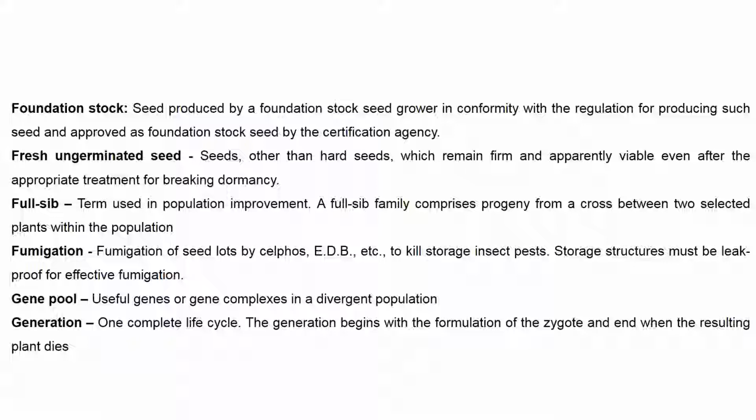Gene pool: useful genes or gene complexes in a divergent population. Generation: one complete life cycle is a generation. Generation begins with the formation of the zygote and ends when the resulting plant dies.